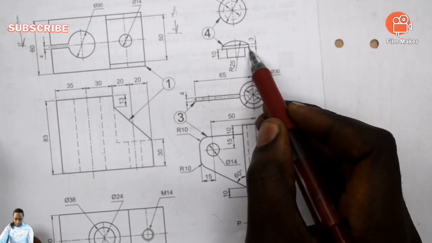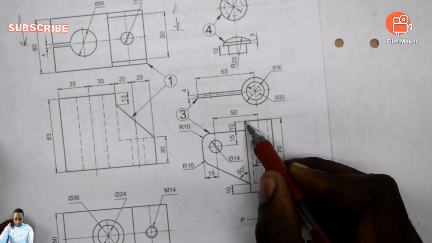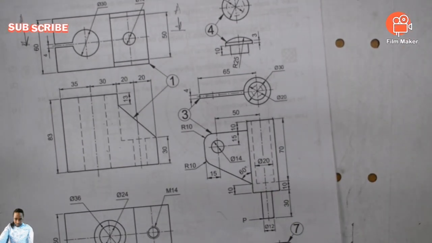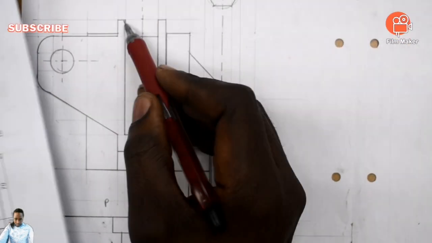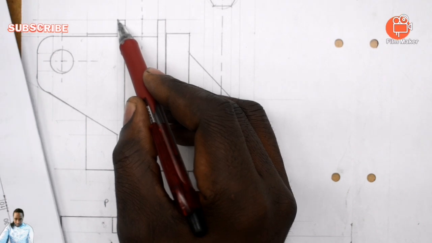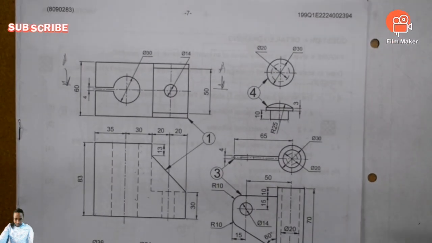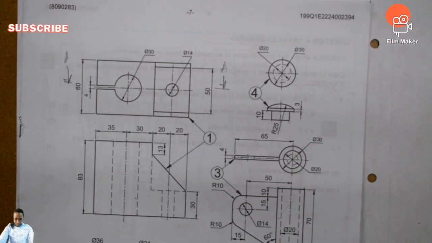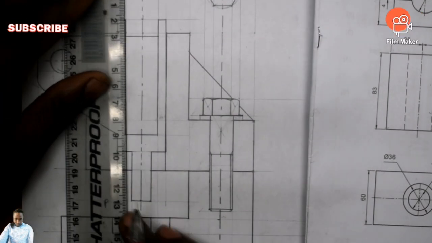Okay, from there till there is diameter 30, which corresponds with this one. From there till there is diameter 30. You understand? So there is no need for us to redraw them, because from there till there is the 30 millimeter. What we can do now is the thickness, that thickness of 3 millimeter.